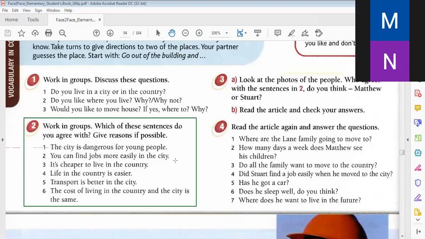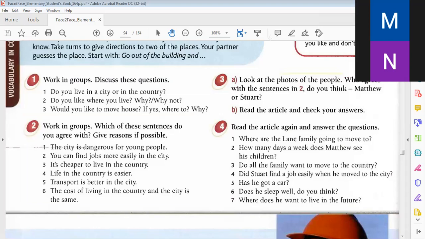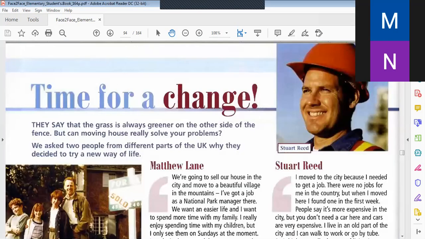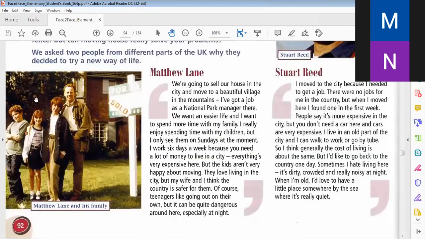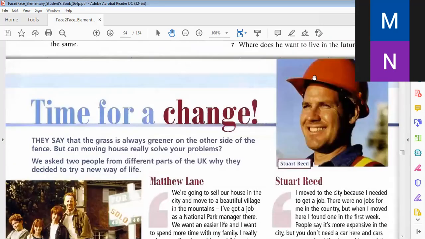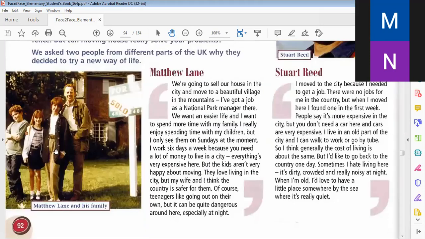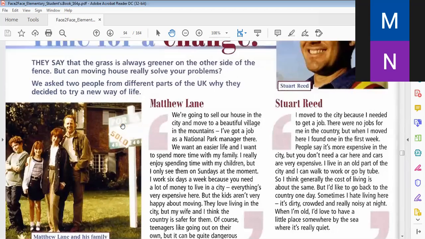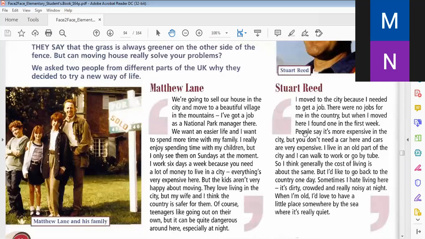Okay, so this means in our next lesson, we will find out about this information, because we're going to read about two people, Matthew and Stuart. So here we have Stuart, and here we have Matthew and his family. This is a very interesting story because Stuart moved from the country to the city, but Matthew wants to move from the city to the country. It's the opposite. So we're going to read about them, and we want to understand why.